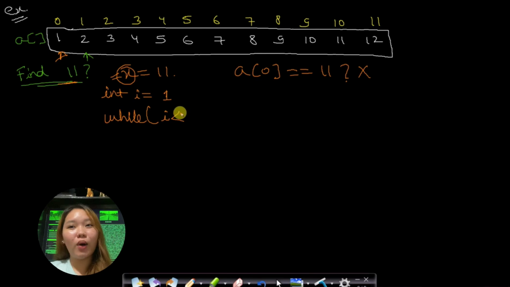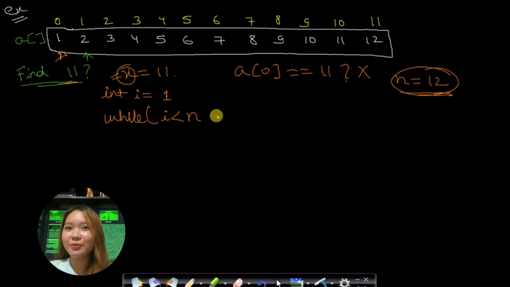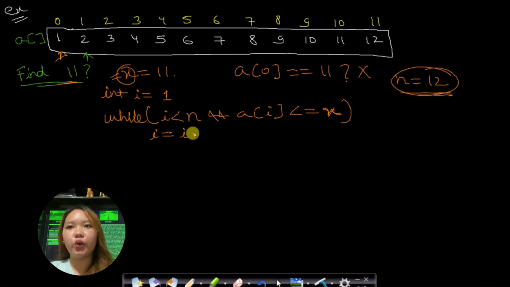We will take a while loop, while we will compare I with all these elements. While I is less than n, where n is the number of elements. Here we have 12 elements, so n will be equal to 12, and a at I should be less than or equal to x. So the element we want to find is x. Now we will increment this I value by multiplying it with 2, and let us see how it works.